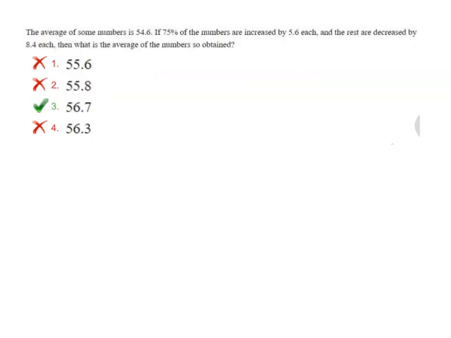Now, the average of some numbers is 54.6. If 75% of the numbers is increased by 5.6, and the rest 25% decreases by 8.4, cancel it first. You are adding them in 1:3 ratio. See the result: I can say (3 × 5.6 − 8.4)/4.